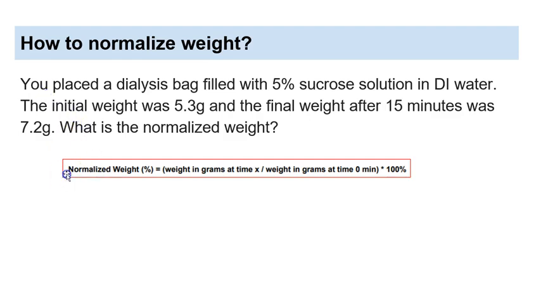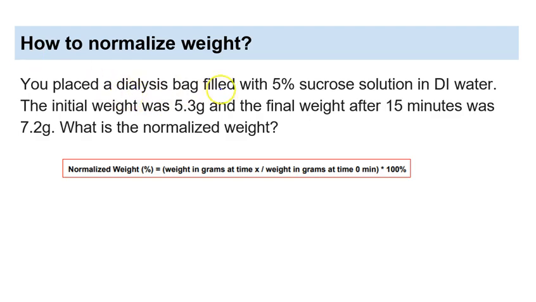So then we have a formula for normalizing the weight. Please make sure to memorize this formula. The normalized weight per percent is weight in grams at the time of X, which can be 15, 20, any time that we want to normalize, divided by weight in grams at the time of 0, multiplied by 100, and then percent is going to be counted as our unit. So let's practice with this example.